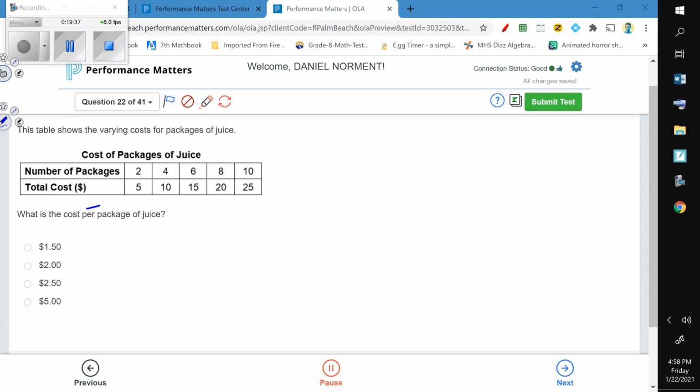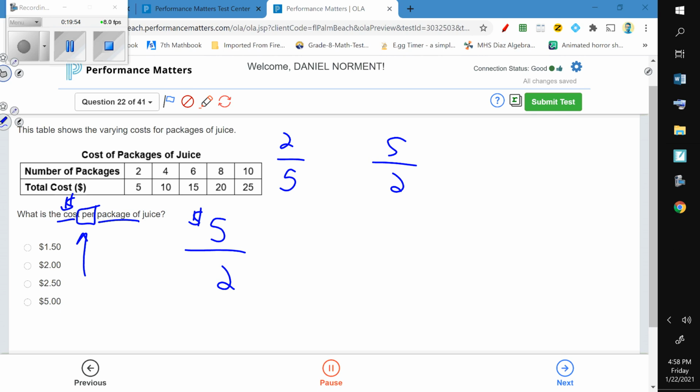Okay, so per pack. So how do I do this? It's either going to be 2 divided by 5 or it's 5 divided by 2. Which one am I going to do? Well, there's the per, which really helps because cost comes first, package comes last. So I'm going to put the cost at the top. I'm going to put the package at the bottom. So I'm actually going to flip this. Package is $5 for 2 packages, and I'm just going to divide.